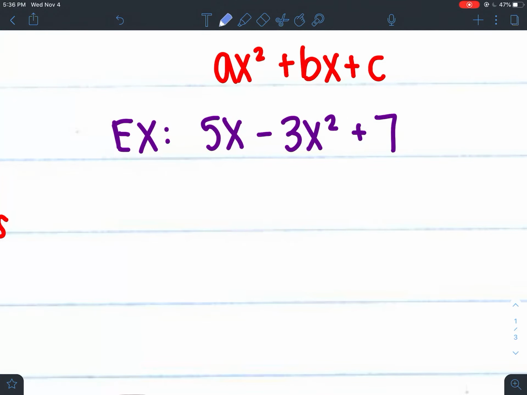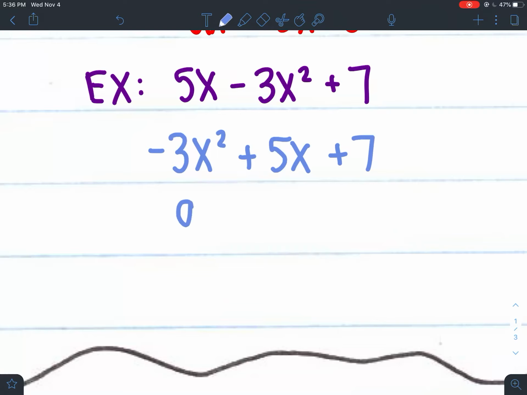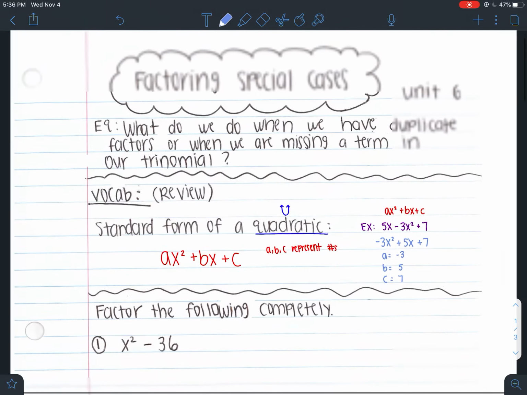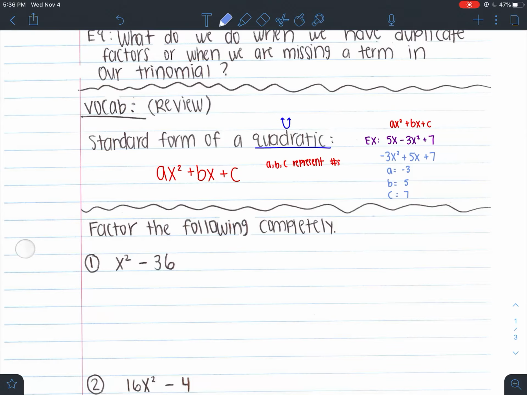Standard form is the highest exponent first. So really this term should be coming first. So this would be negative 3x squared. The next term would be the 5x. Now this 5x is positive because if it was negative, they would put a negative sign. So it would be positive 5x. And then lastly, our positive 7. Now this is in standard form, and now I can identify A, B, and C. Our A value here is negative 3, B value is 5, and C value is 7. So that's just a review of standard form of a quadratic.